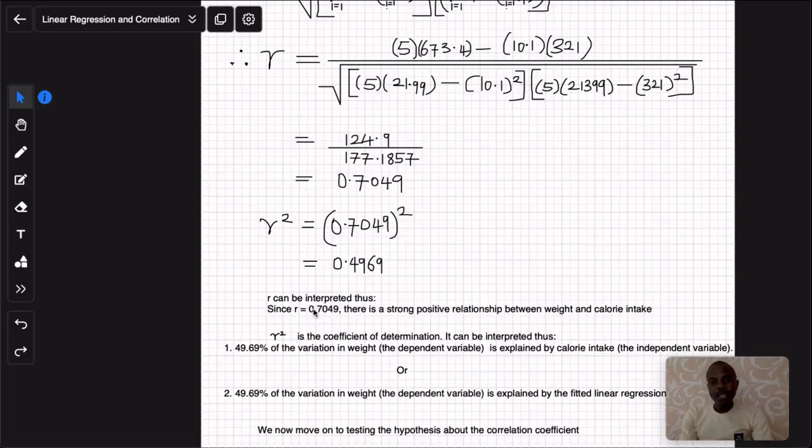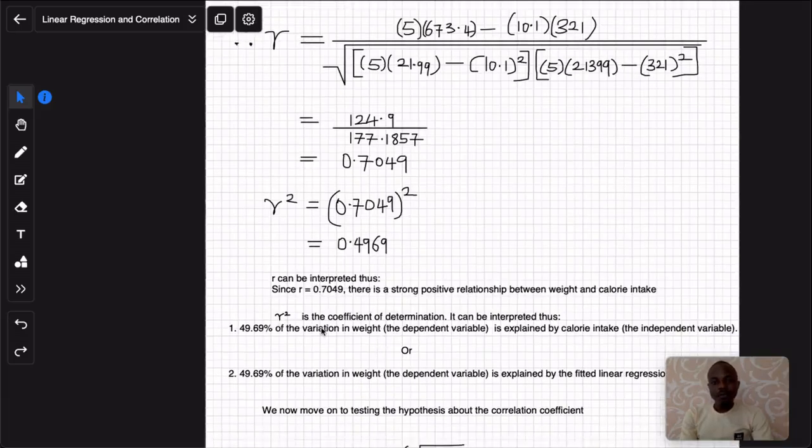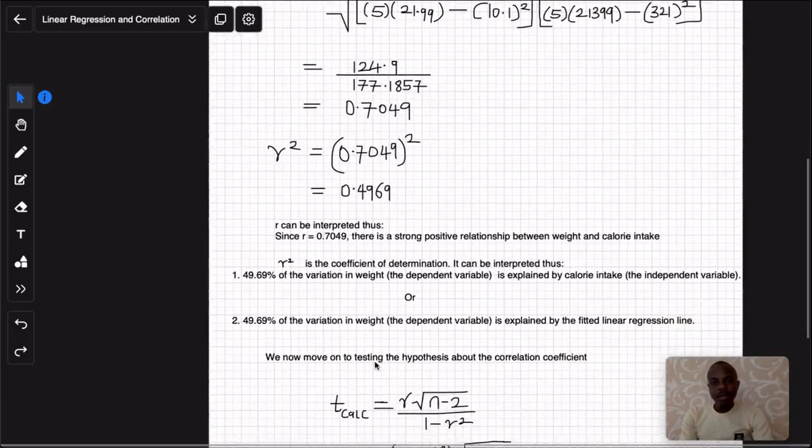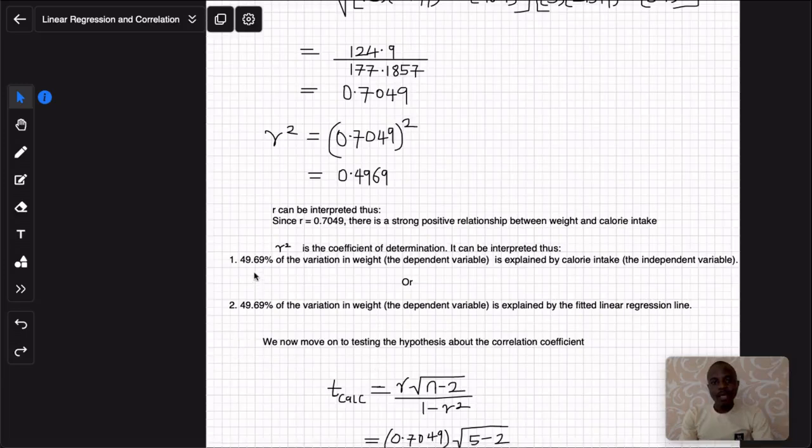But if this were negative 0.7049, you would have said there is a strong negative relationship. So don't forget, 0.7 going upward to 1 measures a strong relationship. Now we go to R square, the coefficient of determination. It can be interpreted by saying 49.69%, that's just multiplying what you have here by 100, which converts it to percentage.